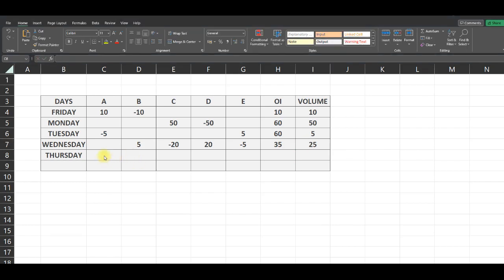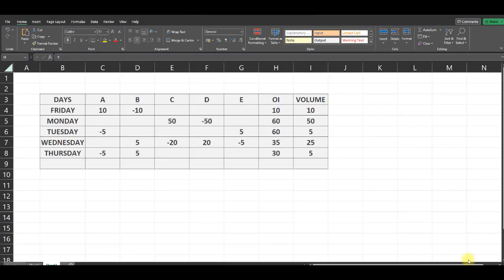On Thursday, trader A now has 5 contracts, so he is selling those 5 contracts. He sold 5 and trader B bought 5. So no new contracts have been added. From 35, the OI is reduced by 5. We are reducing the 5 from 35, so that is 30. The OI is 30 now. And the volume traded on that particular day is 5.